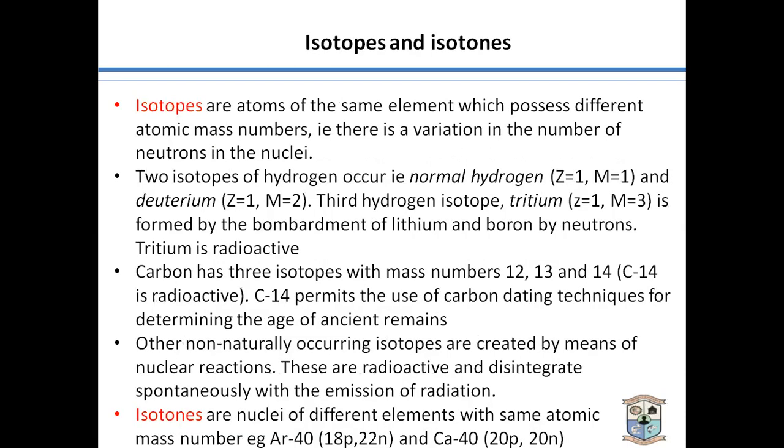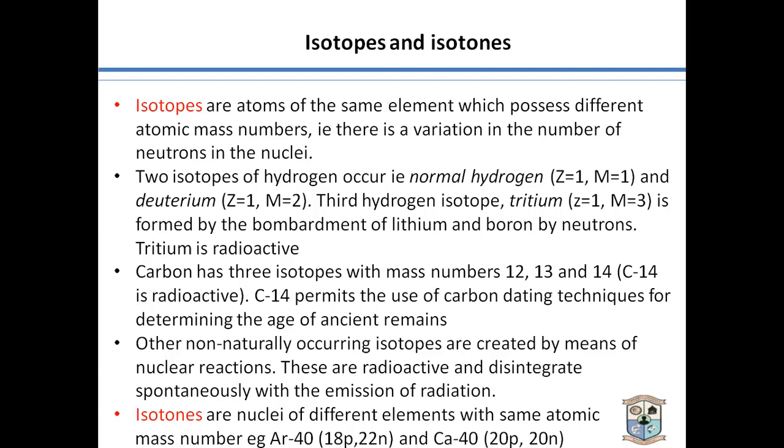So we come back to isotopes again. These are atoms of the same element, like we mentioned earlier, which possess different atomic mass numbers. That is, there is a variation in the number of neutrons in the nucleus. There's a variation in the number of neutrons. So an example is the isotopes of hydrogen that occur in normal hydrogen.